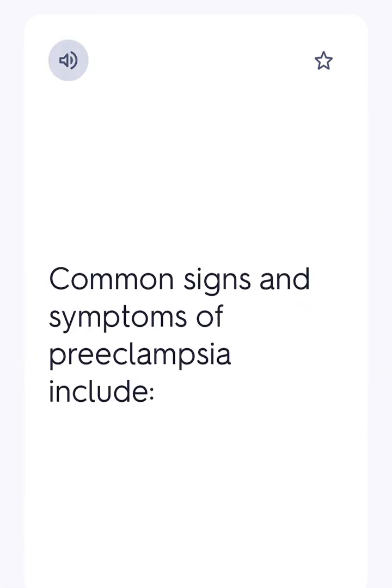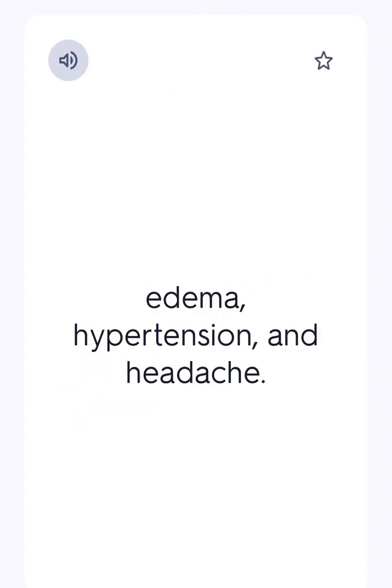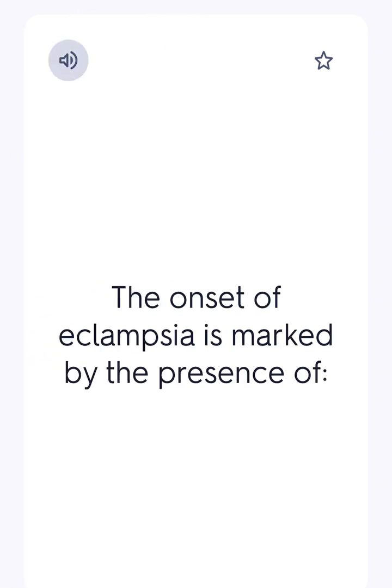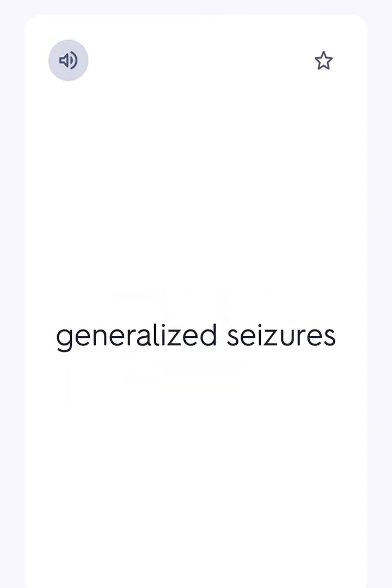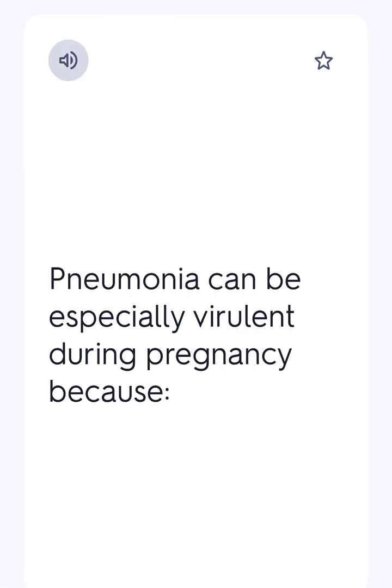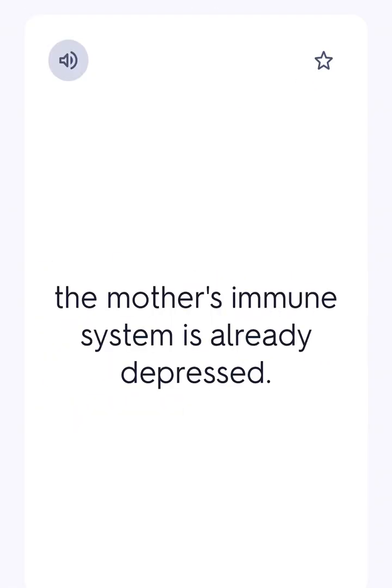Common signs and symptoms of preeclampsia include edema, hypertension, and headache. The onset of eclampsia is marked by the presence of generalized seizures. Pneumonia can be especially virulent during pregnancy because the mother's immune system is already depressed.